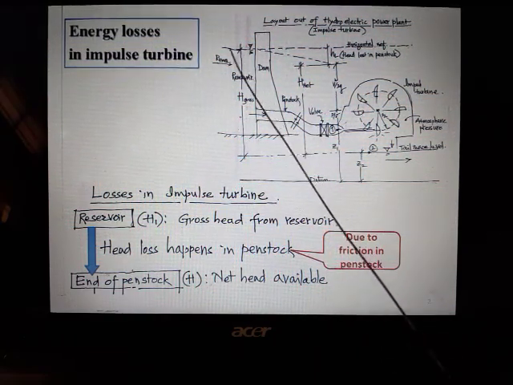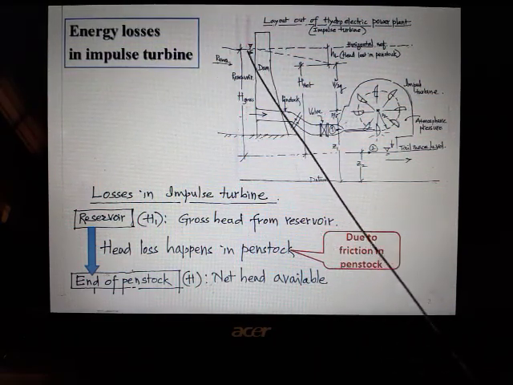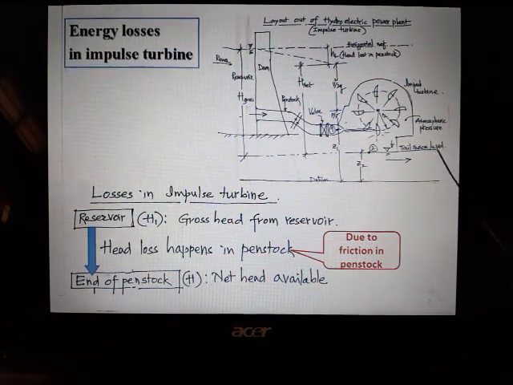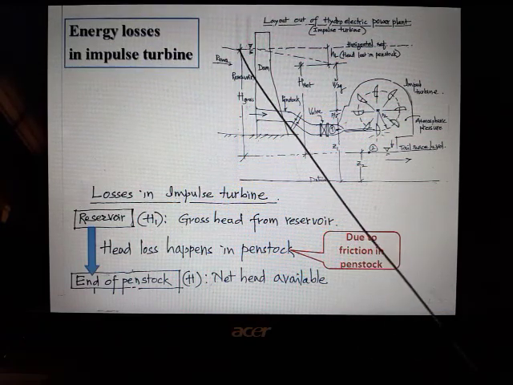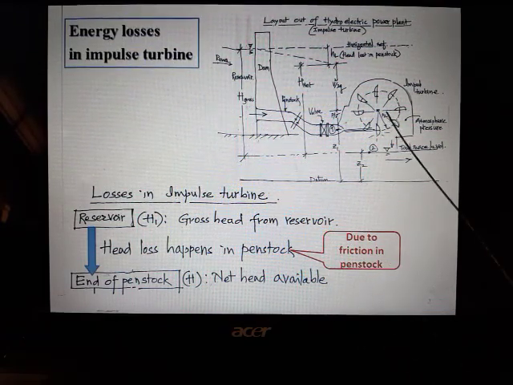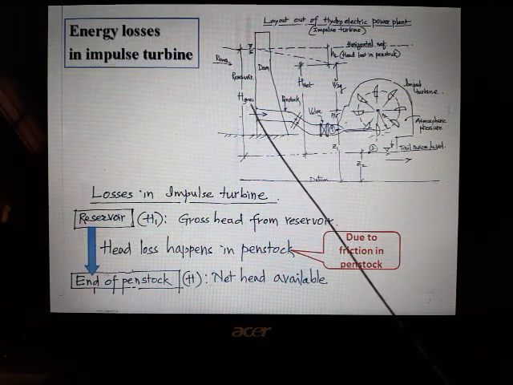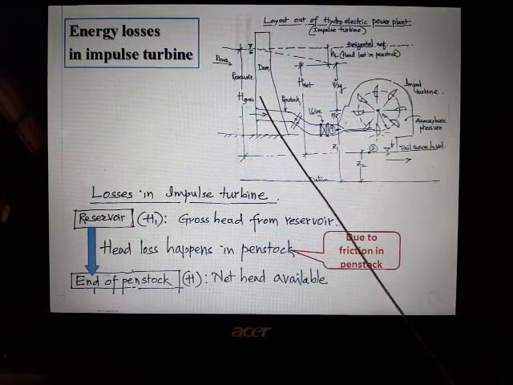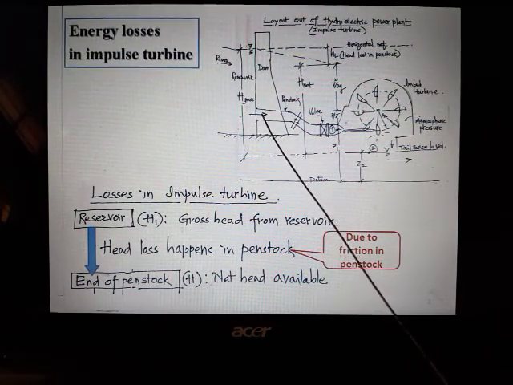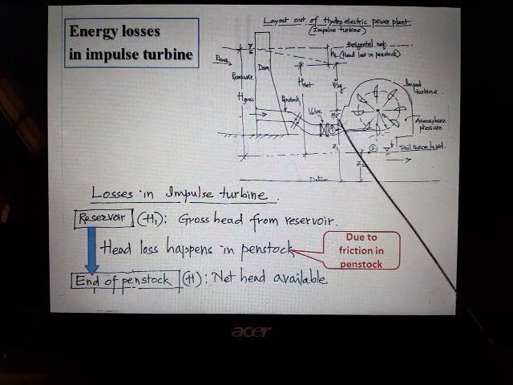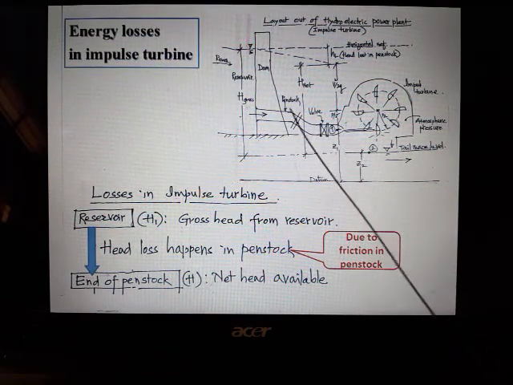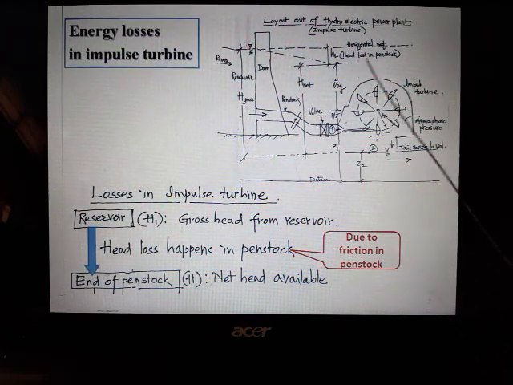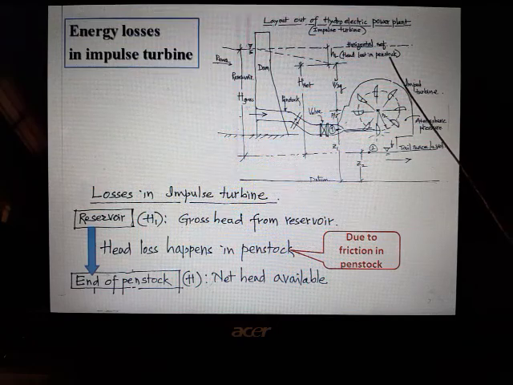Now if you look, the energy starts at the highest energy level over here. When it comes out at the tail race level, it will be here. So this gross head will be converted into electrical energy. During that, there will be a lot of losses. The first one is when it enters and goes through the pipe with high velocity. Because of that, there will be a loss, and that loss is shown over here. This is head loss in the penstock.